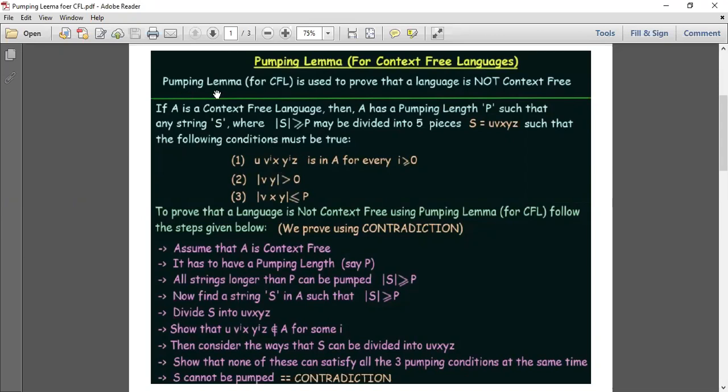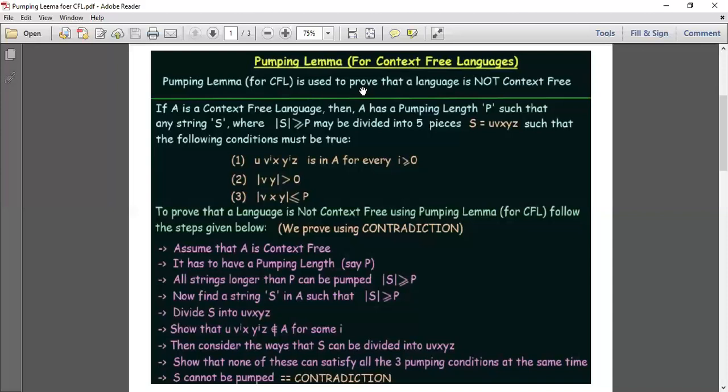Now, the pumping lemma is used to prove that a language is not context-free. We know this thing. The concept of the pumping lemma always works on contradiction. What is the meaning of contradiction? First, we take the language as a context-free language, and then we prove that this language is not context-free. Now, if A is a context-free language, then A has a pumping length that is called p, such that any string s where length of s is greater than or equal to p.